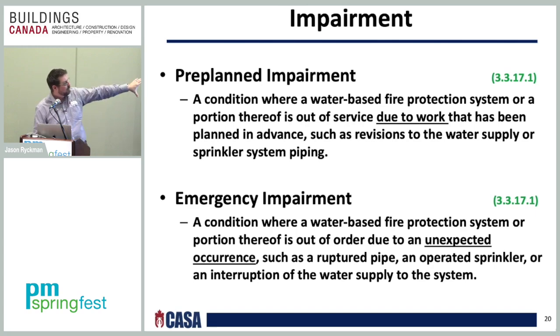The emergency impairment is like it says. It's an emergency. Something happens to your system. You have an activated sprinkler for some reason. That is an emergency impairment, and ultimately you need to call 911. So if you have an emergency impairment, you need to call 911. No ifs or buts about it. The fire service needs to be aware of that, because there's something going on that has activated the sprinkler system.